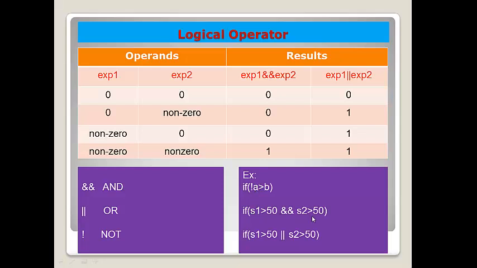S1 greater than 50 and S2 greater than 50. If S1 is greater than 50, the condition is true. If S2 greater than 50 is also true, both are true, and only then is the if condition true. In the OR case, either one is true: S1 may be greater than 50 or S2 may be greater than 50. Anyone or both true makes the condition true.